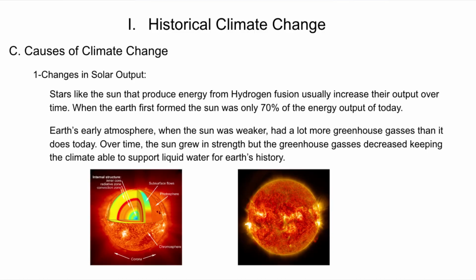The sun and all stars evolve over time. So when Earth first formed, the sun actually produced something like 70% of the energy it does now. And over Earth history, it has increased the amount of energy it releases. So the input to Earth's systems has been increasing over time.